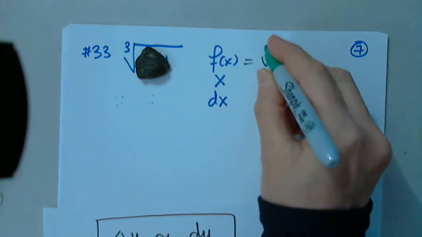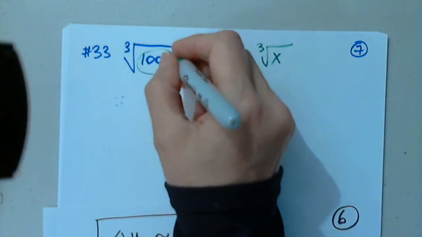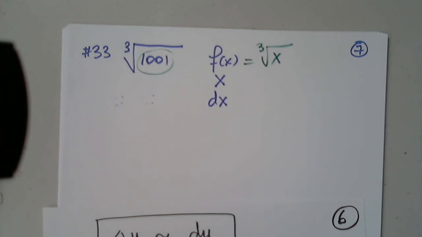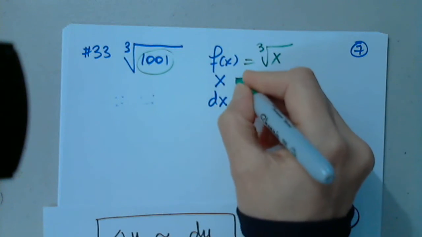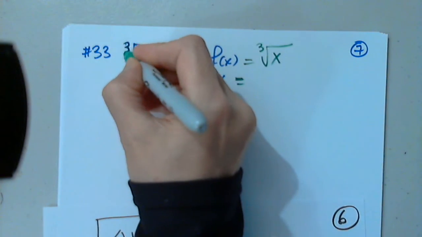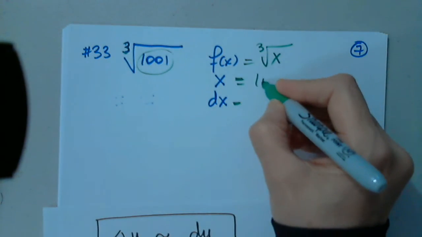So can anyone give us a function? Cube root of x. Of course. Can anyone look at this number and say, oh, I know, x is this and tiny error is that? Also keeping in mind that this is the cube root. x is 1000 and the error is 1.